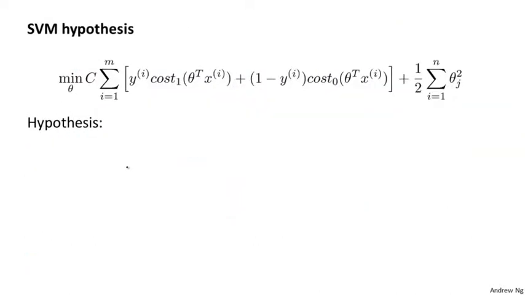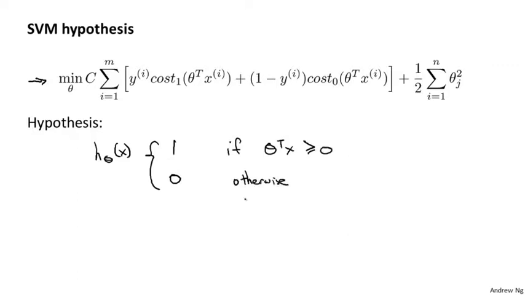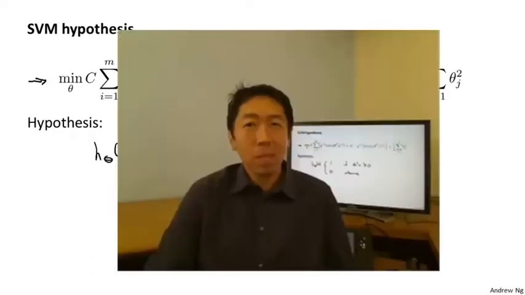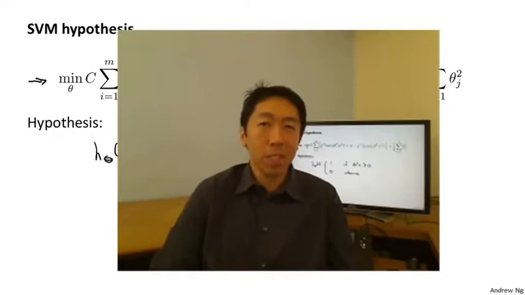Finally, unlike logistic regression, the support vector machine doesn't output a probability. Instead, we have this cost function, which we minimize to get the parameters theta. And what a support vector machine does is make a prediction of y being equal to 1 or 0 directly. So the hypothesis will predict 1 if theta transpose x is greater than or equal to 0, and it'll predict 0 otherwise. Having learned the parameters theta, this is the form of the hypothesis for the support vector machine. So that was a mathematical definition of what a support vector machine does.